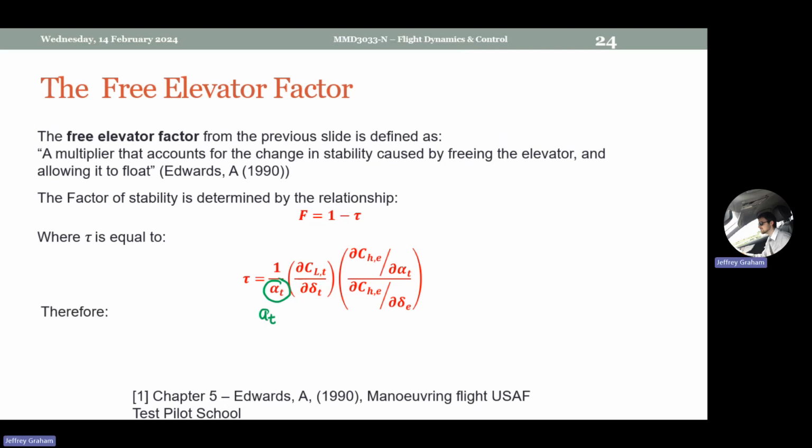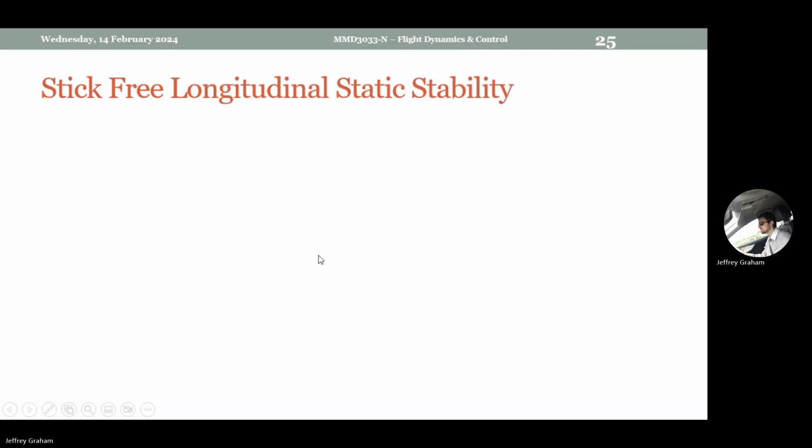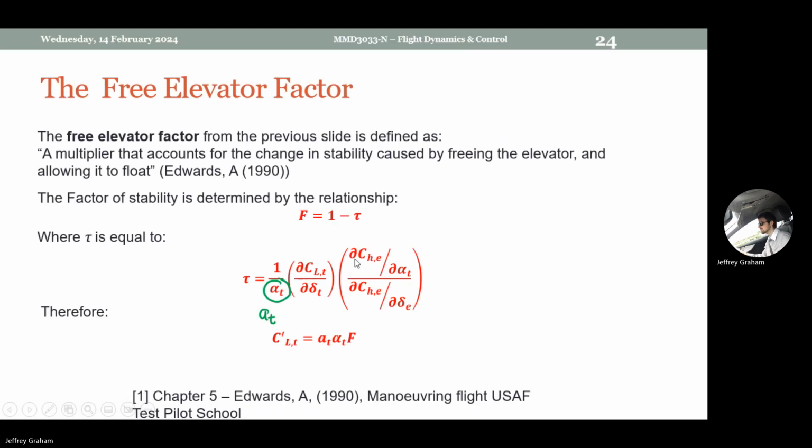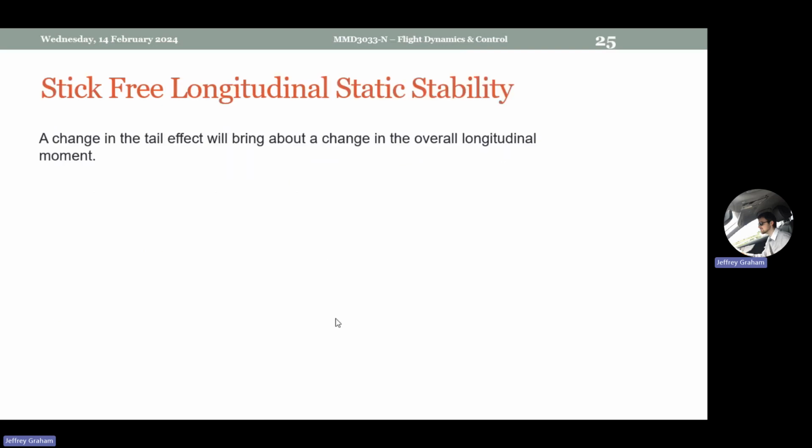So the coefficient of lift for the tail. Most of this was involved. This introduces the stick free elevator factor. It's just a multiplier effectively that modifies the numbers, to show you how the rest of these equations that we've seen change.